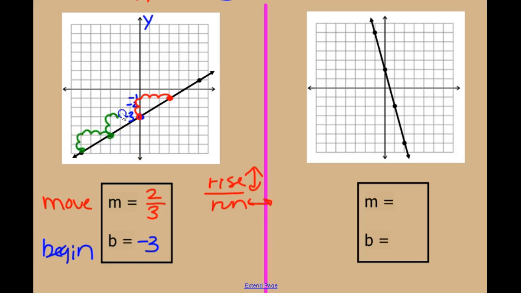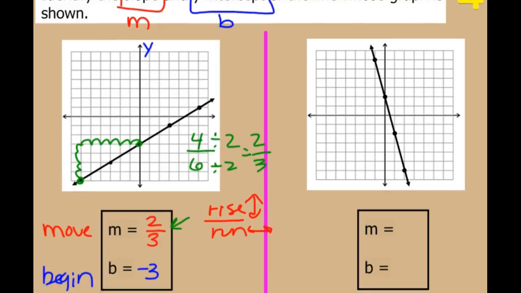Up 2 over 3. If you picked 2 points that were further away from each other, like if you picked this point and this point, we would be rising 1, 2, 3, 4, and over 1, 2, 3, 4, 5, 6. You would just have to divide, and you would get the same answer that we did.